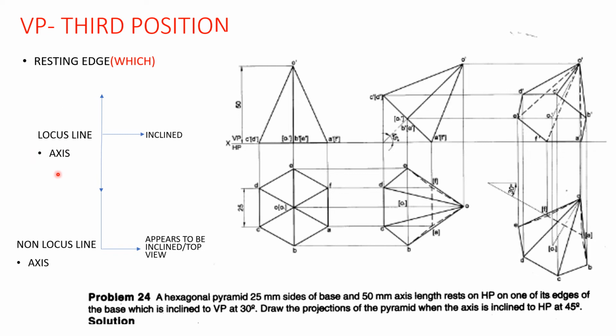If they say the axis is inclined to the VP, then it's a locus line problem. And if the axis appears to be inclined, or the top view of the axis is inclined, then it's a non-locus line problem. To go with that, the first option will be the resting edge. You can see this is the resting edge, and the same FA is inclined at 30 degrees to the VP.